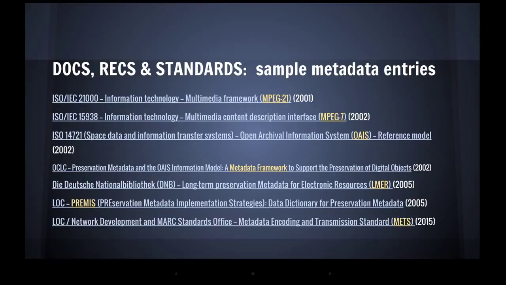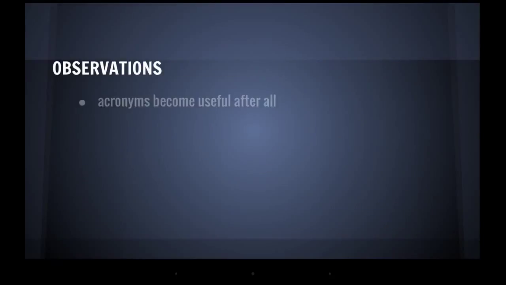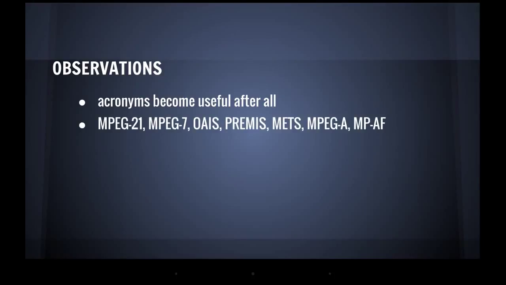And then a little bit of character turn here. The MPAF, MPEG-A format for multimedia preservation, as we've seen before, shows up on the list. So observations. Acronyms do become useful after all, because there are so many subtleties. You have to know the difference between all of these. Here we go: MPEG-21, MPEG-7, OAIS, PREMIS, METS, MPEG-A, and MPAF. All of these, including MPAF, are in continual use.